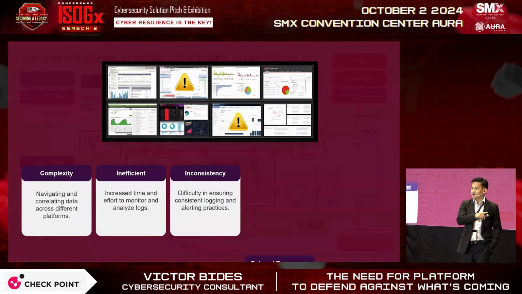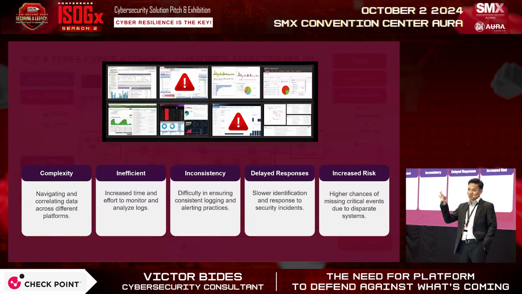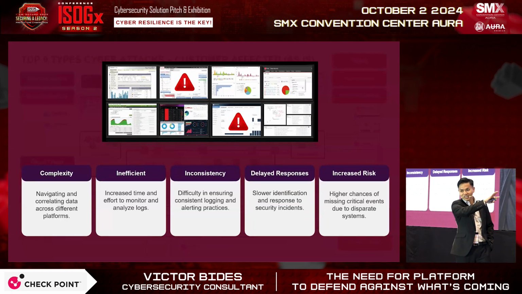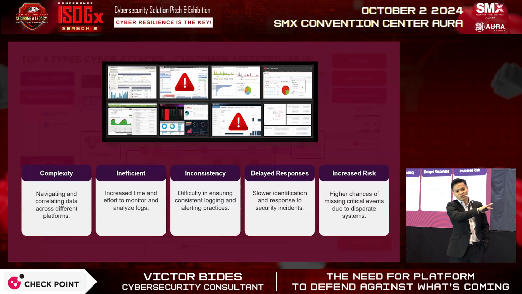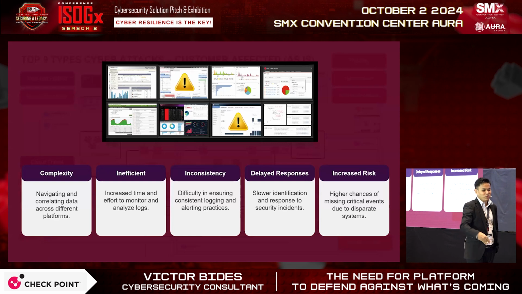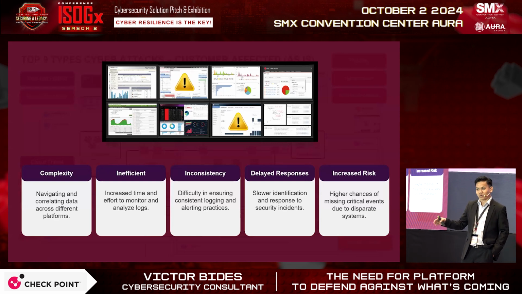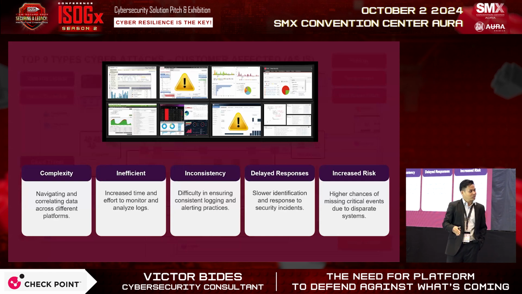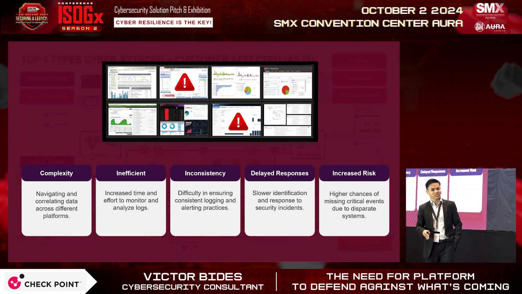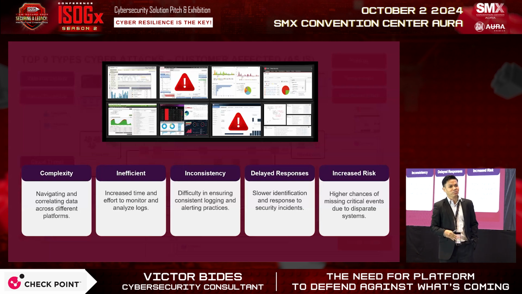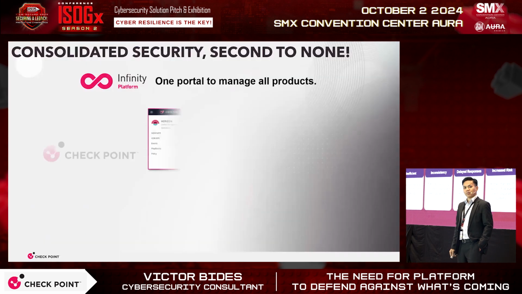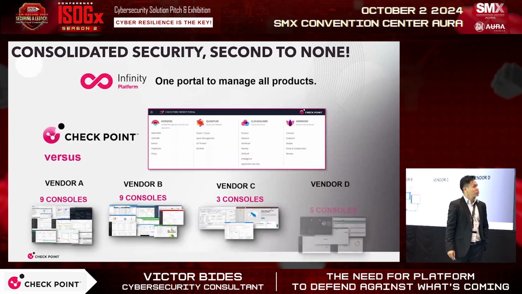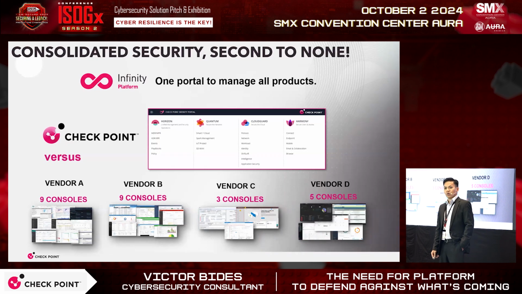So you're seeing right now, maybe this is a usual day-to-day with the SOC people around here looking at different consoles, which basically just introduces a lot of complexity that's in a way inefficient, because you have to spend a lot of time moving from one console to another to investigate a particular alert or an event. It causes inconsistency and basically increased risk, because of the higher chances of missing critical events caused by disparate systems. Now, the platform that I am speaking of must be consolidated.